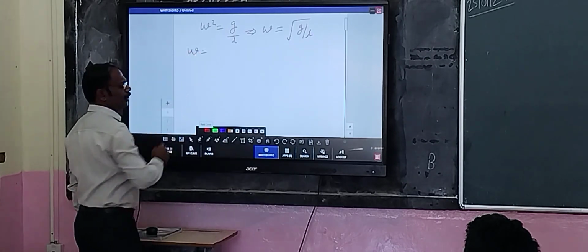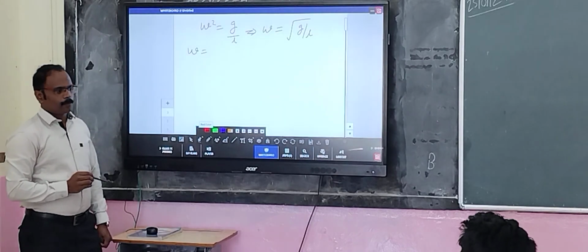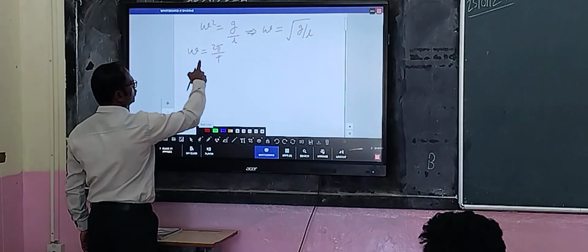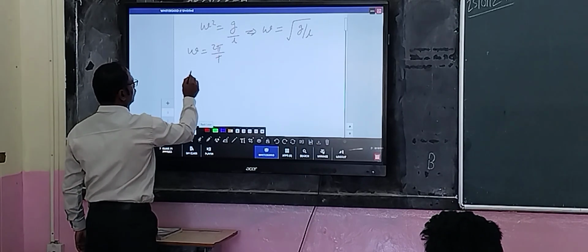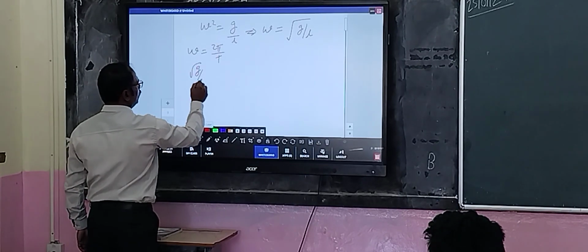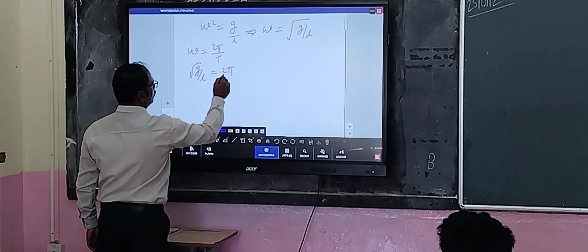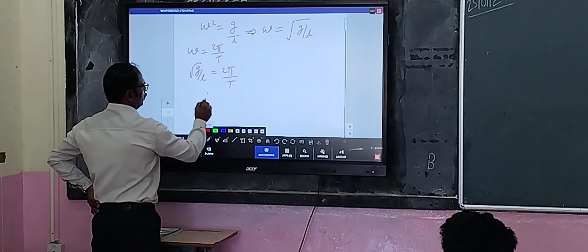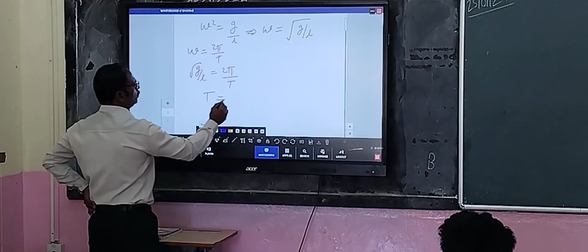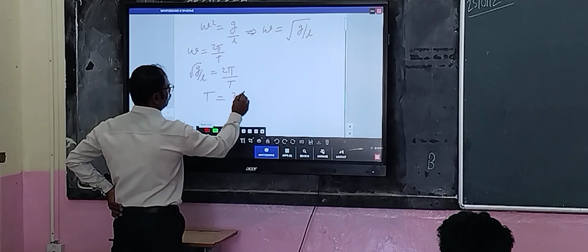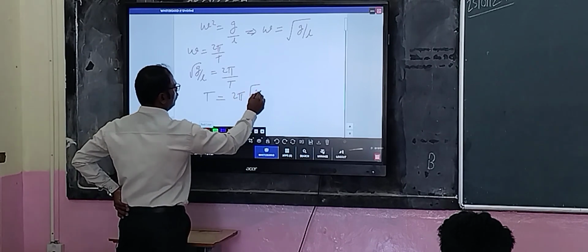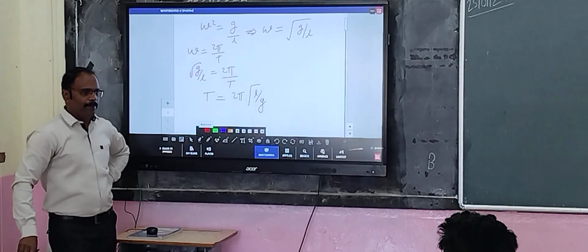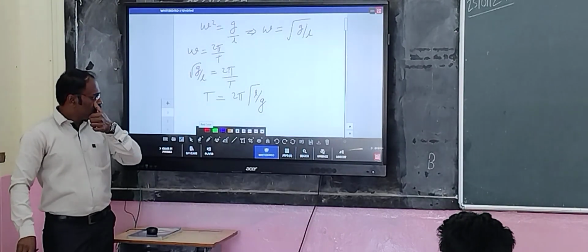But what is the relation between omega and time period? Omega is equal to 2 pi by T. So if we substitute the value here, we will get root g by L equal to 2 pi by T. Therefore, the expression for T is equal to 2 pi into root of L by g. So this is the expression for the time period of a simple pendulum. T is equal to 2 pi root of L by g.